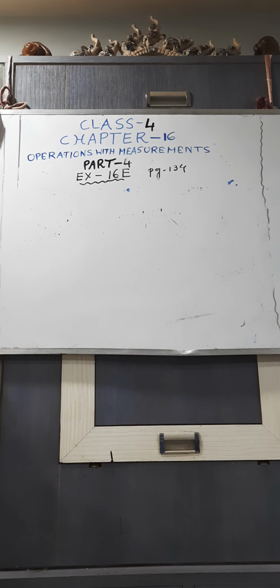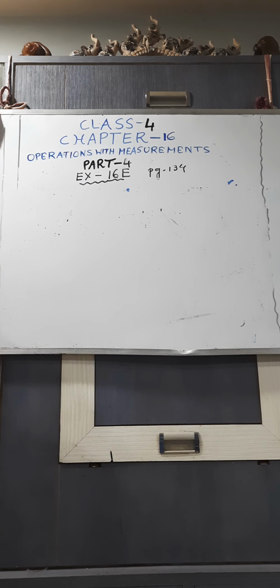Now, next sum. That is sum number 8. Kim and Champu start on a 30 kilometer walk at 6 o'clock. Both of them started their journey at 6 o'clock and they have to walk 30 kilometer. Kim walks 5 kilometer every hour and Champu walks 6 kilometer every hour. At what time will they reach their destination?